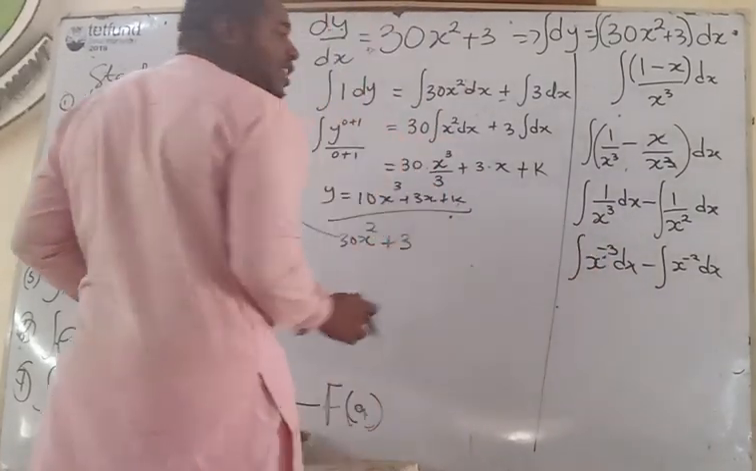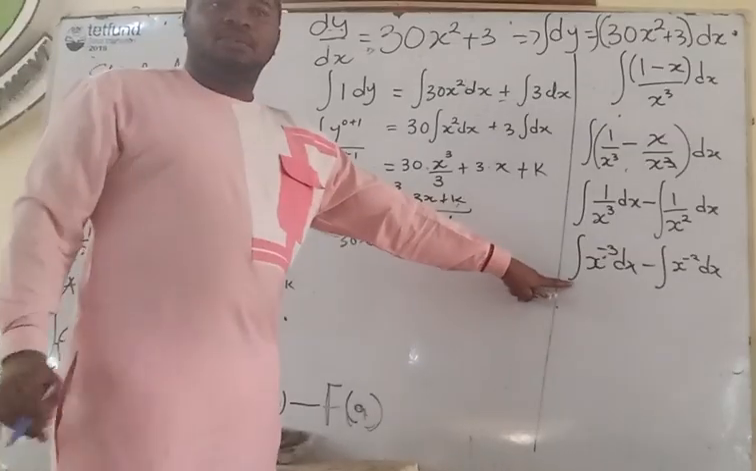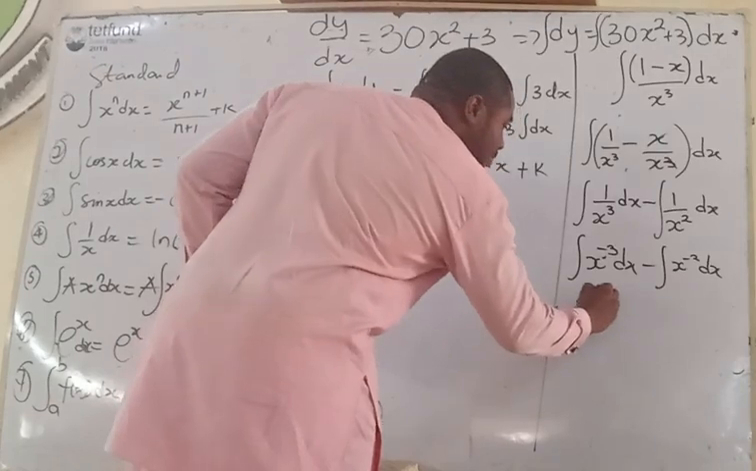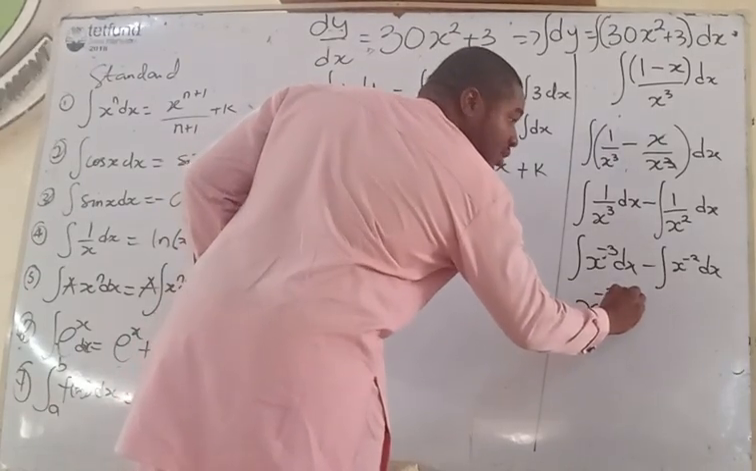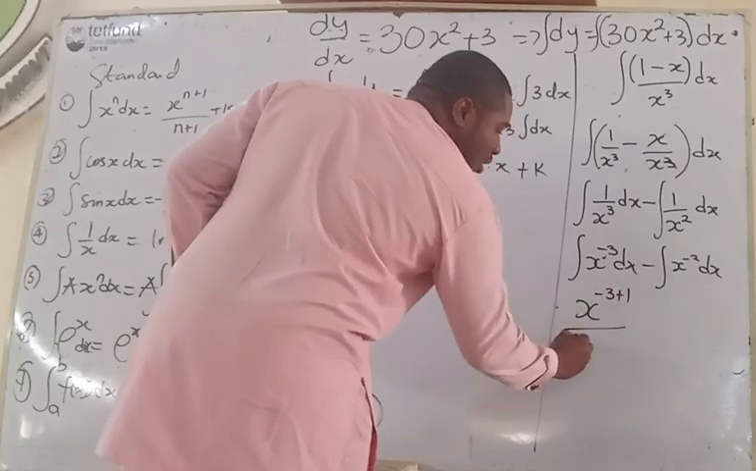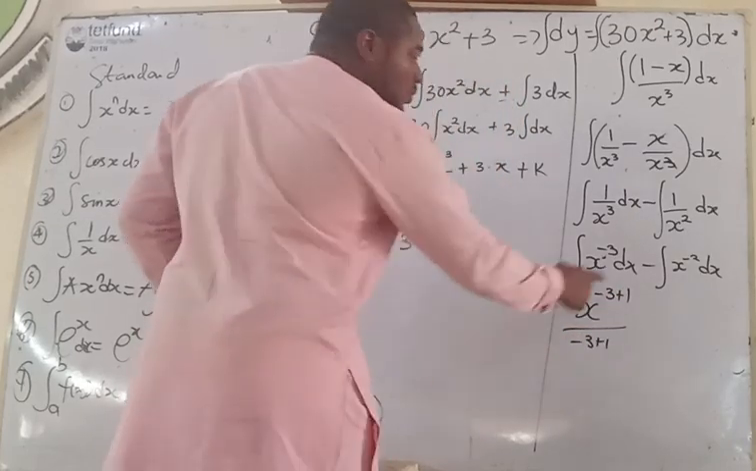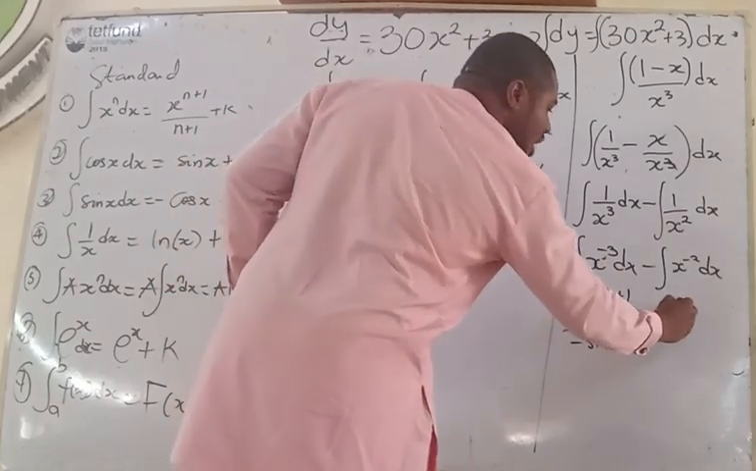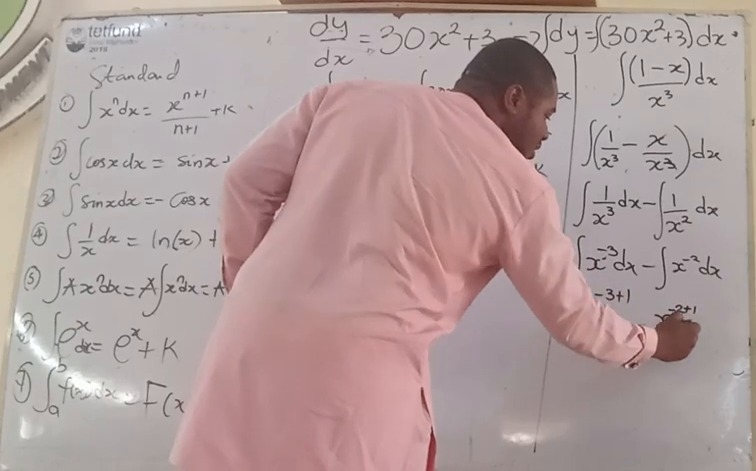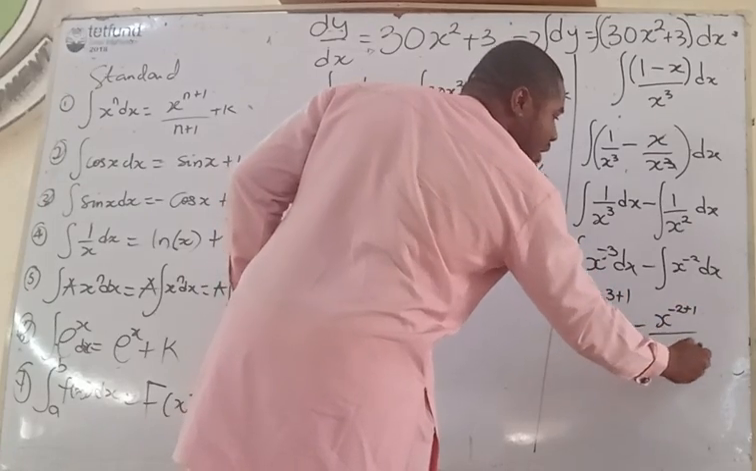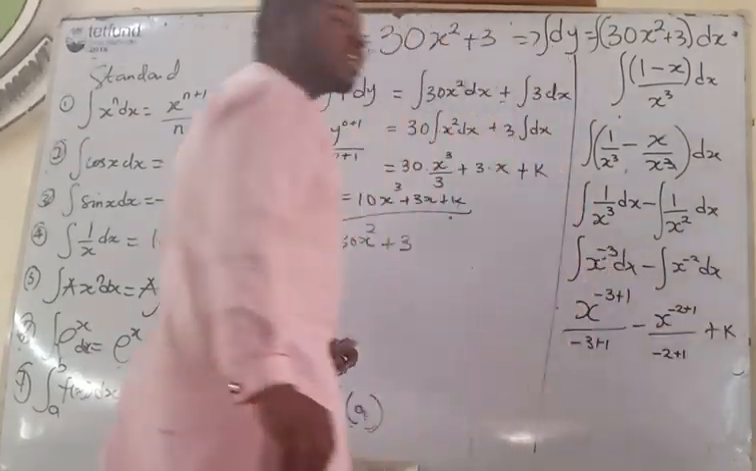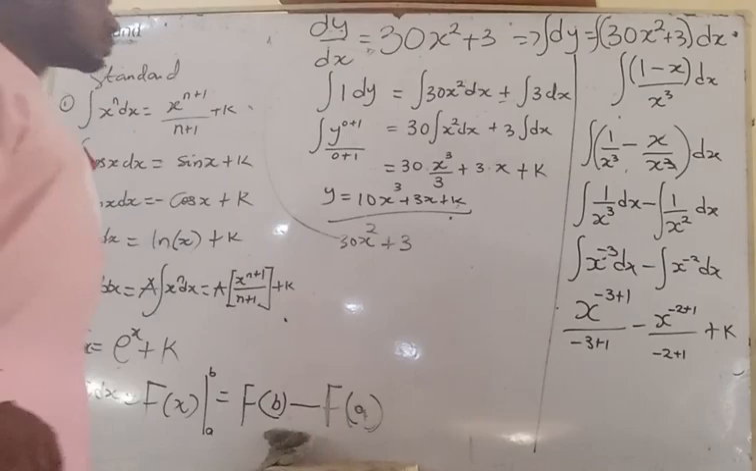So in our case, we have negative. Who cannot do this now? Anybody can do this. So what are we going to have? X raised to power minus 3 plus 1 upon minus 3 plus 1. We have minus over here. Then here we're going to get minus 2 plus 1 upon minus 2 plus 1, plus k, constant of integration.